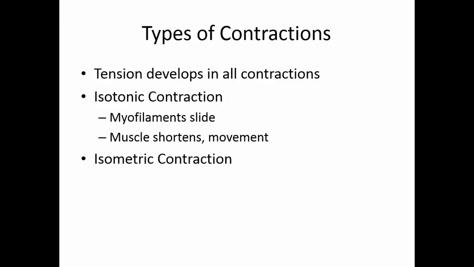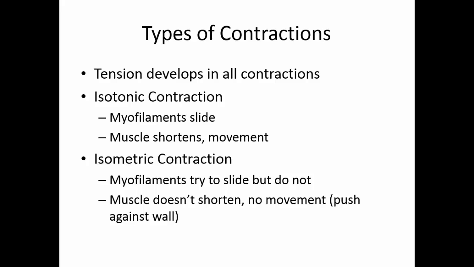In an isometric contraction, the myofilaments try to slide, but they're unable to slide. The muscle doesn't shorten, but it gets tenser. There's no movement. This is like pushing against a wall. So an isotonic contraction would be like lifting your book. You'll feel the muscle shorten, you'll feel it bulge. And an isometric contraction is literally when you try to push against a wall. If you feel your muscles, you'll feel that they're tighter, but they don't bulge as a result of this.